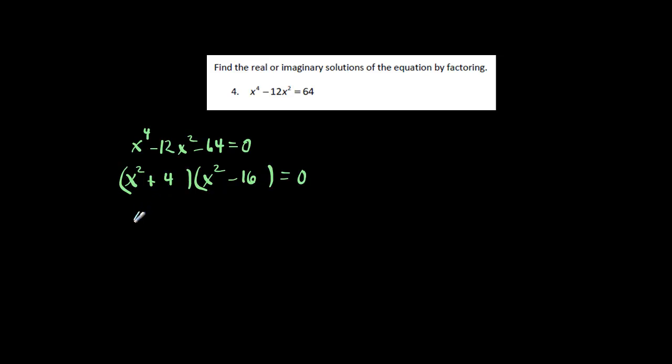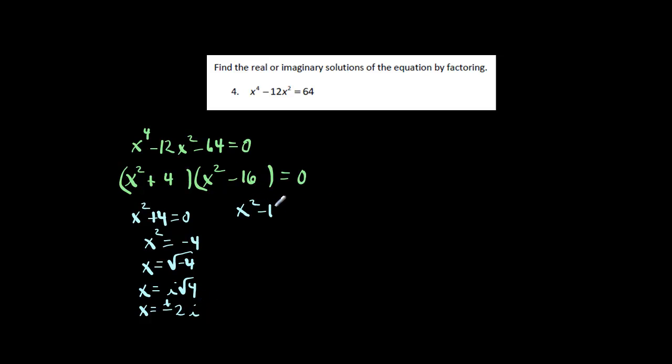If I set x squared plus 4 equal to 0 and solve, take the square root of both sides, extract the negative, and then root 4 is 2. So I have positive negative root 2i. This is going to be set equal to 0 also.